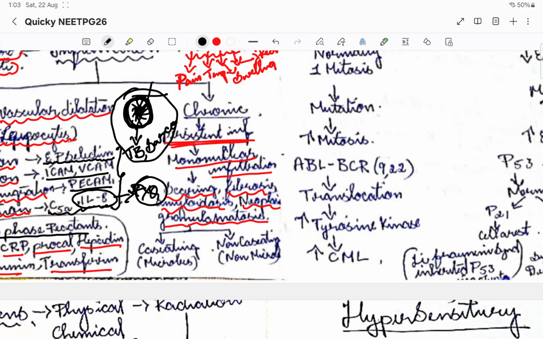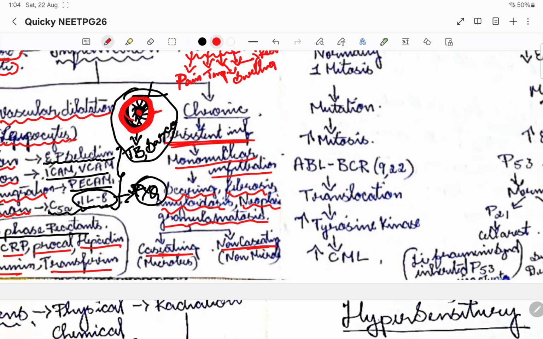So now in granulomatosis, there are two types. I told you, right? Around the pathogen our WBCs are there, and inside there will be the pathogen. This process is called granulomatosis. It can be of two types: one is caseating granuloma, the other one is non-caseating granuloma.